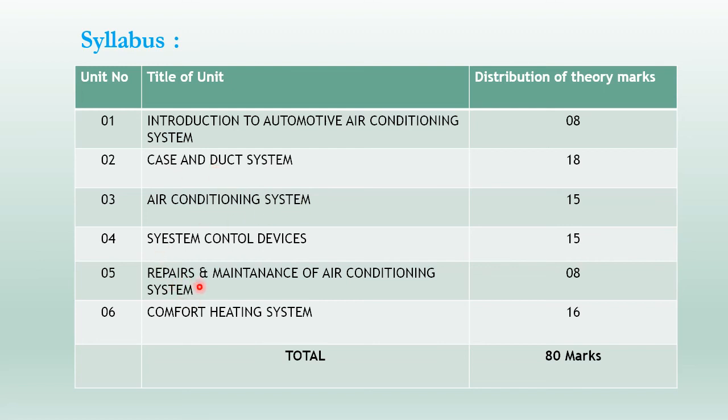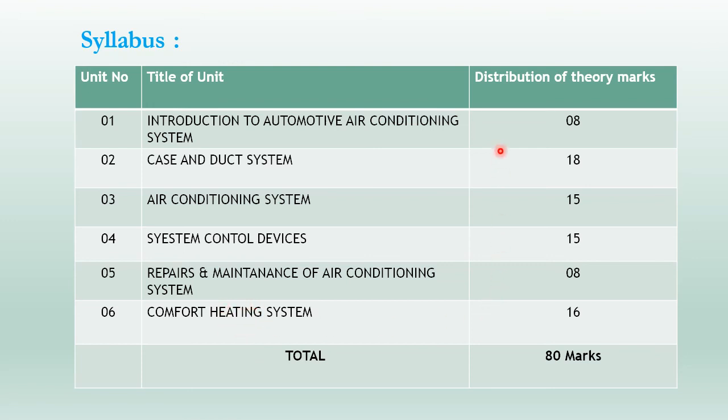Then we have very important unit over there. The 5th unit is repair and maintenance for the air conditioning system. And finally we have comfort heating system. This system is required for the winter application.